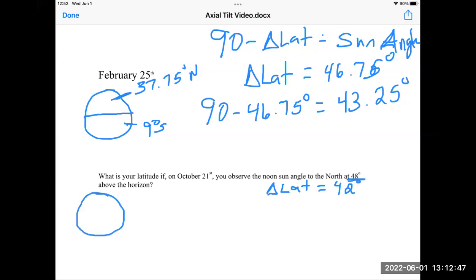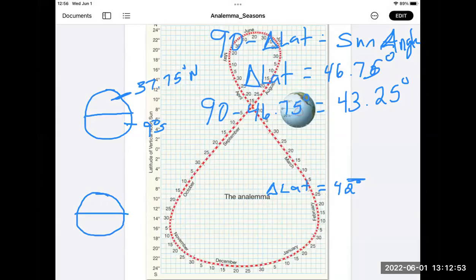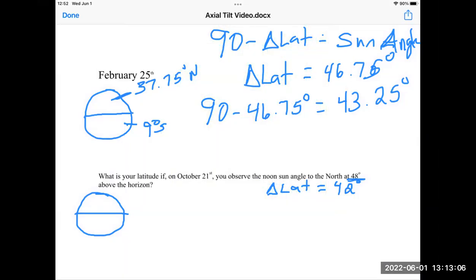So if we have the Earth, and again, we'll go back. We need October 21st. So if we go back here and we find October 21st, it's going to be about 11 degrees south, 10.5, 11 degrees south. I don't care which one you use. So the sun would be here. I'm just going to say 11 degrees south to make the math a little easier. We know we're 42 degrees from that.